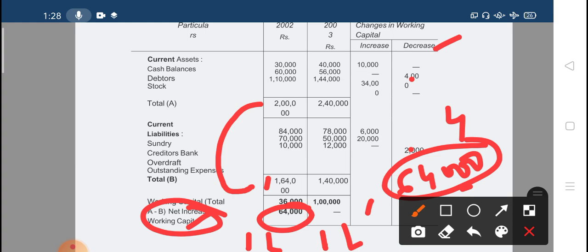This is how a schedule of changes in working capital is prepared at the time of preparing a fund flow statement. So with this I end this video class.